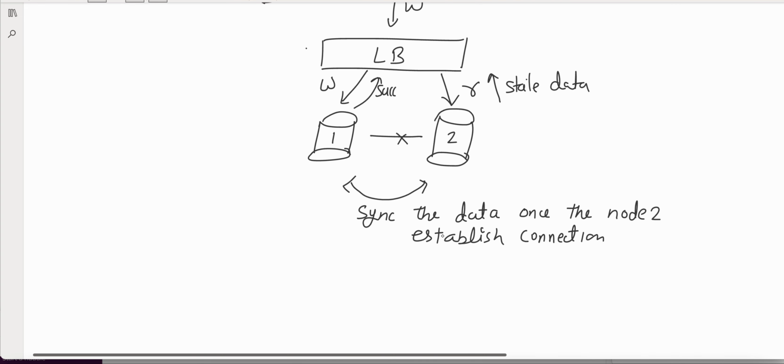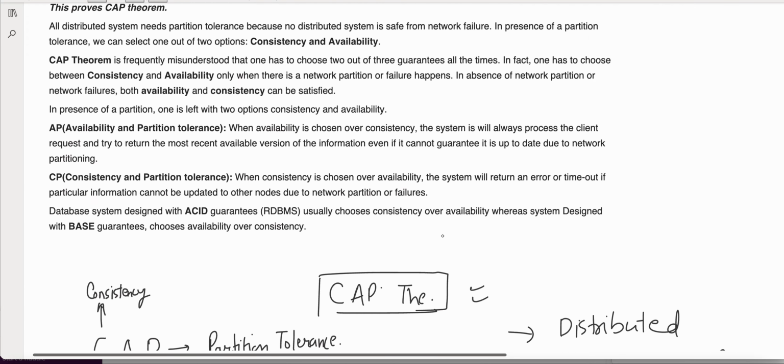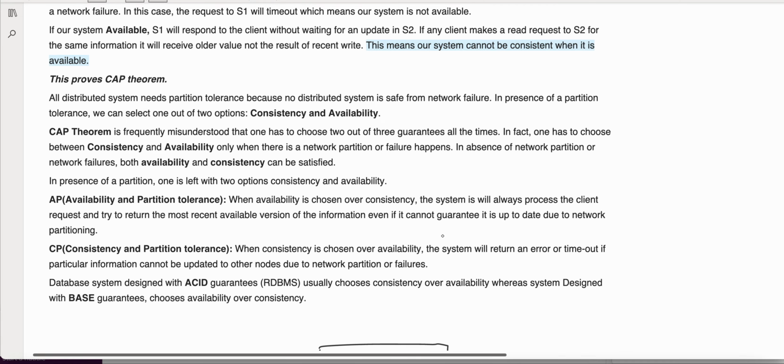So that's what CAP theorem states, that in a distributed environment there will always be a partition, or there would always be scenarios where one node is not able to connect with the other node. So in that case, you either choose consistency or you choose availability. In case you choose consistency, you have to give away availability. In case you choose availability, you have to give up consistency for some time, right?